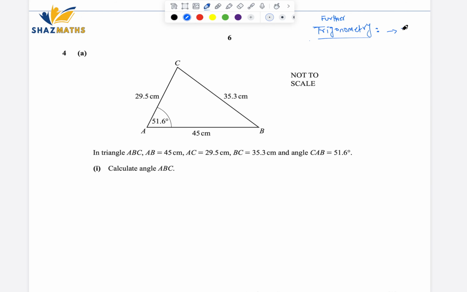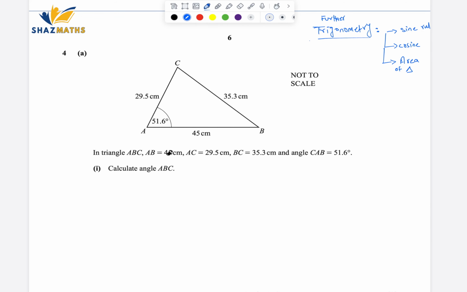Now in further trigonometry, there were 3 things that we studied. One was sine rule, cosine rule, and then the formula for area of triangle. That was 1 by 2 ab sine C. Okay, so I expect that you guys will memorize or at least revise these concepts.